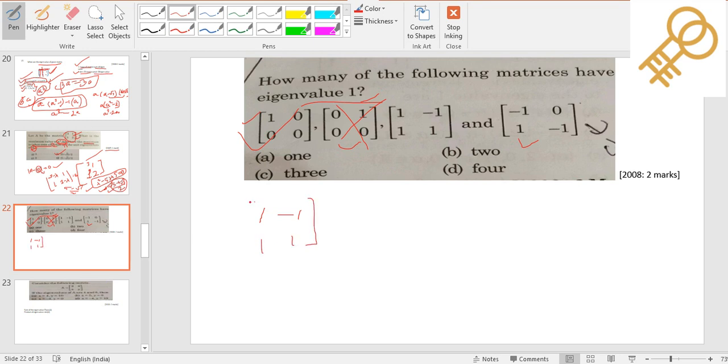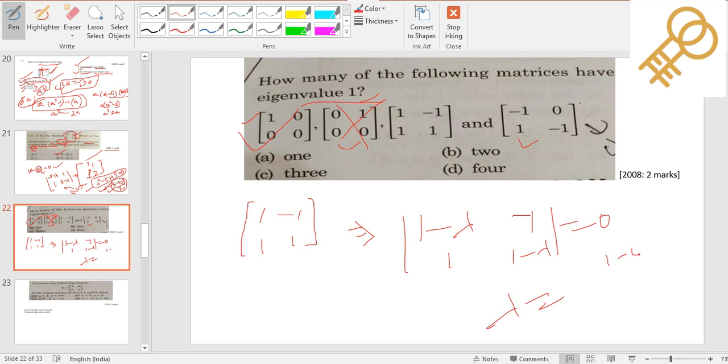This is the given matrix, right? So we'll write a determinant that we get after applying the characteristic equation, that is 1 minus lambda, minus 1, 1, and 1 minus lambda, equal to 0. When you solve this matrix, you will get two values of lambda: the first will be 1 minus i, and the second will be 1 plus i. So this also does not have 1 as an eigenvalue of the matrix.